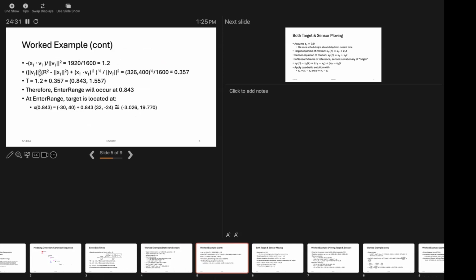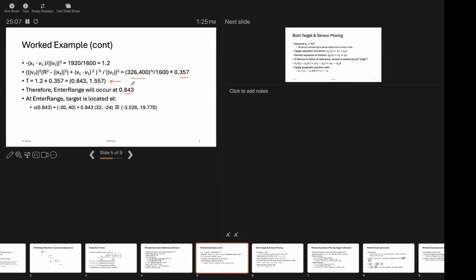And then unraveling these. So when you unravel it all, we computed the determinant already as this, but we need to take the square root divided by our velocity squared. And that turns out to be about 1.3 something. So it's 1.2 plus or minus the 0.3 something. And then we have our two roots in this case. So the enter range is going to occur at this time.